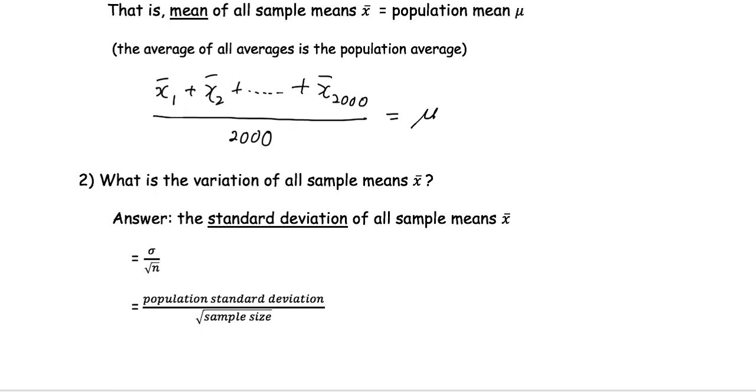what is the variation of all these sample means? So you have all these sample mean 1, sample mean 2, up to 2,000. What's the variation among them? Are they far off from the center or not? The answer is, so to measure variation, we basically use the concept of standard deviation. So we say the standard deviation of all these sample means is given by this formula, which is sigma divided by square root of n. Sigma is the population standard deviation, n is the sample size.